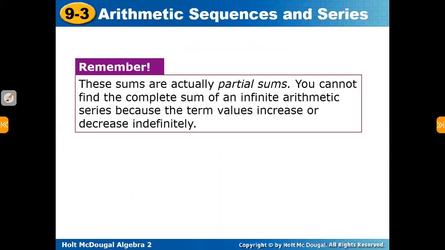Now this is something to understand. These sums are partial sums. That means I cannot find the complete sum of an infinite arithmetic series because the term values increase or decrease indefinitely. So that means it will either increase to infinity or decrease to minus infinity. So the sums that I find are known as partial sums.